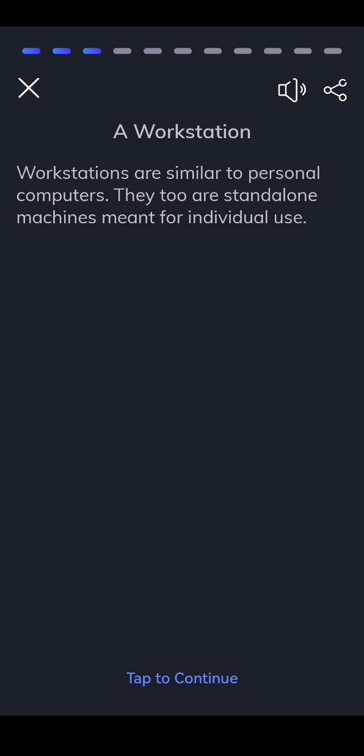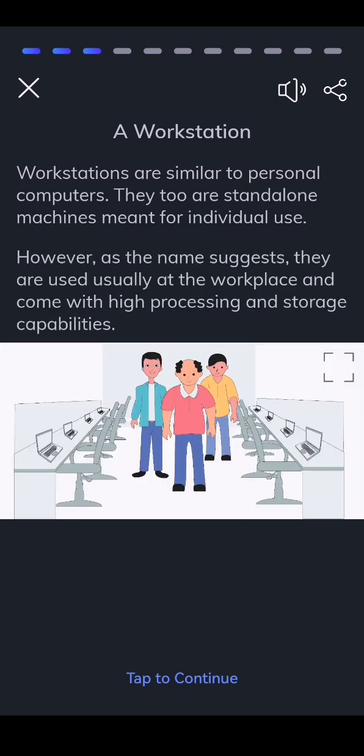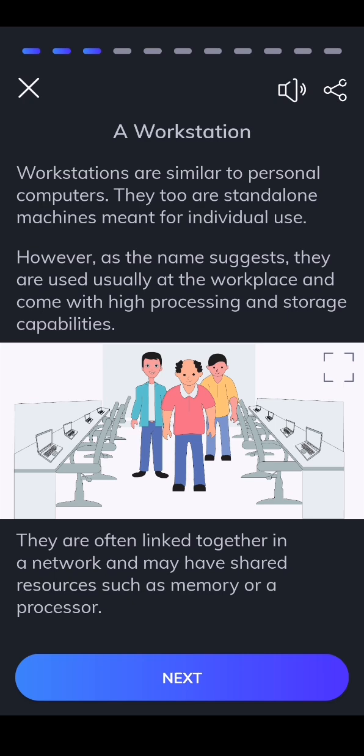Workstations are similar to personal computers. They too are standalone machines meant for individual use. However, as the name suggests, they are used usually at the workplace and come with high processing and storage capabilities. They are often linked together in a network and may have shared resources such as memory or a processor.